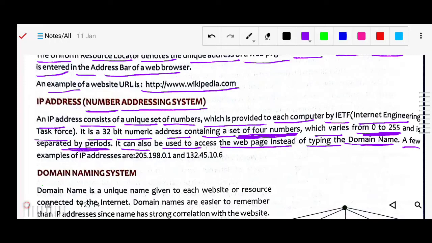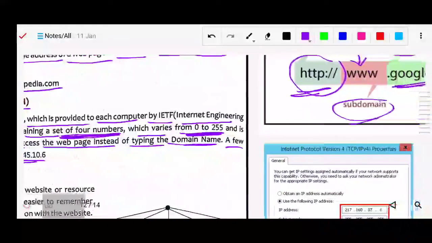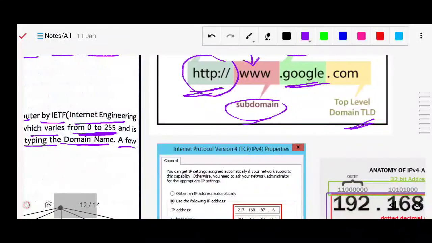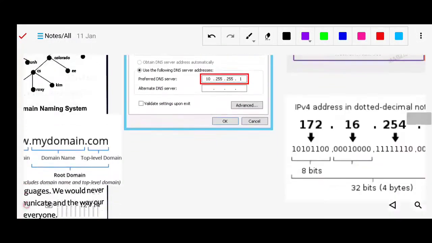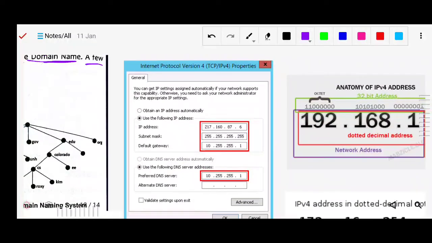A few examples of IP addresses. This is an example of an IP address. How is it written? Let us see this IP address. In your computer you can see the IP address of your system. You can find it like this. This is the IP address of your system, and this is TCP/IP version 4. This is 32-bit; 128-bit and 64-bit IP addresses also exist.